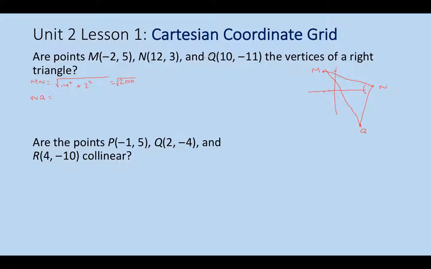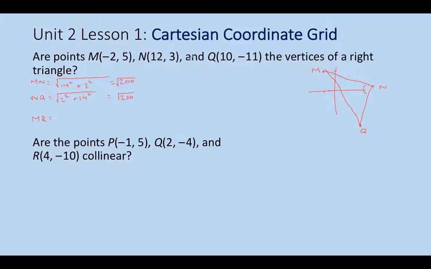Well, NQ, 12 minus 10 would be 2, so 2 squared. And then 3 minus negative 11 would be like 3 plus 11, so that'd be 14. So 14 squared, hey, look at that. It's going to wind up being the same thing over here, square root of 200. Okay, so if I took this squared plus this squared, it should equal MQ squared.